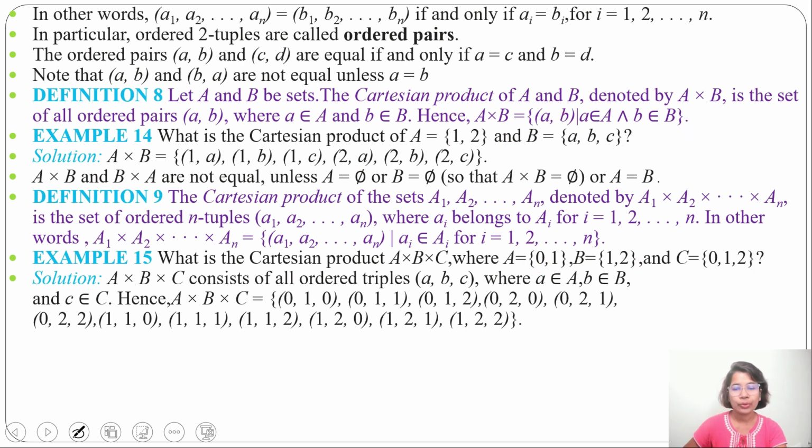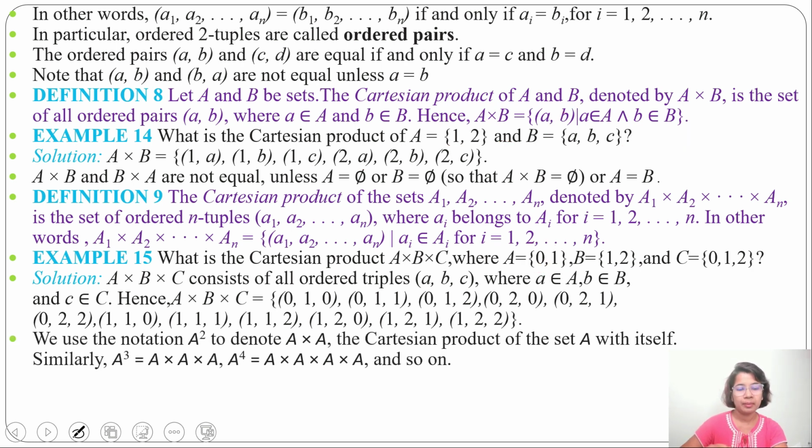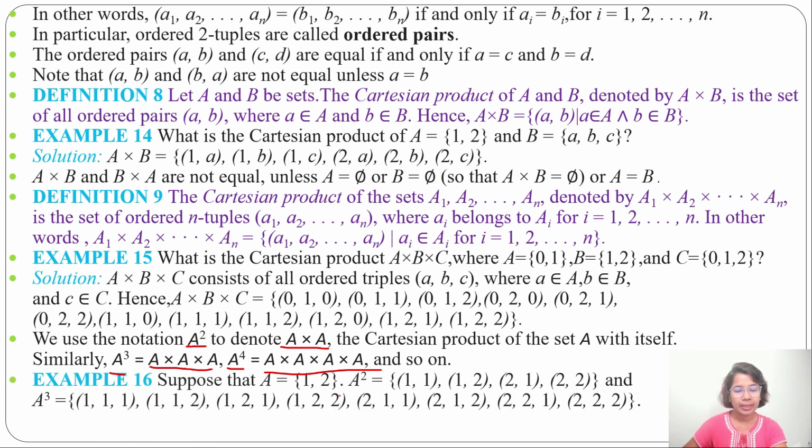We can also do a Cartesian product of a set with itself. So we use notation like A squared. A squared is for A Cartesian product A. Then A cubed is for A cross A cross A. A to the power 4 is for A multiplied 4 times. Let's see one example. Example 16. Here A contains 1, 2. Now we need to find A squared.